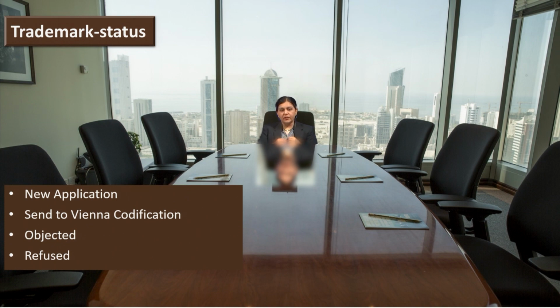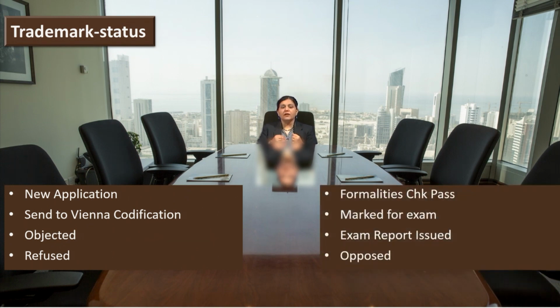Then you can see here formalities check pass, marked for examination, examination report issued, and opposed. So, what is the meaning of that? Formalities check pass means the trademark has passed all the basic filing requirements for trademark registration. Marked for examination means your trademark application has now been taken for examination. Then when the examination report is issued, the trademark application will probably be published in the trademark journal. This status could also mean that a trademark application requires slight modifications to be published. And opposed, as the name suggests, means the trademark application has been opposed by a third party.